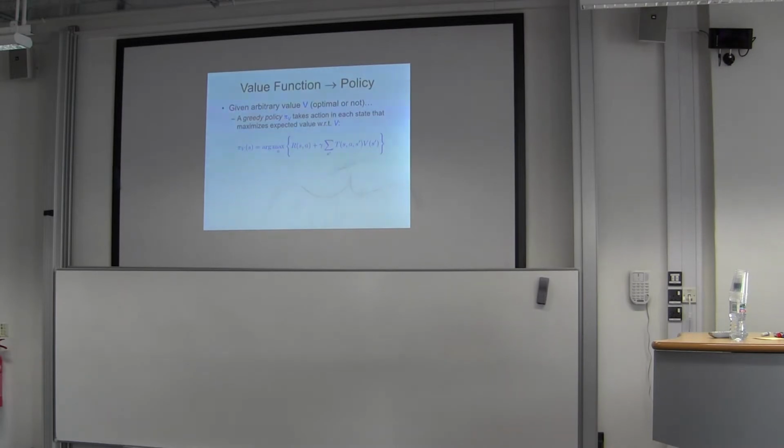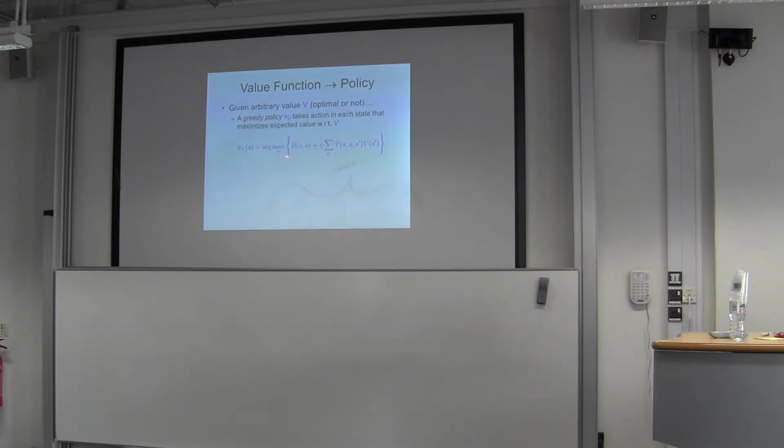Okay, so now we can define the greedy policy, pi_V, which always takes the action that maximizes expected value with respect to some given value function V. So what is the action that I would take if I'm in state S and I'm going to follow the greedy policy? Or sorry, I'm in state S, I'm going to get value V in the future.